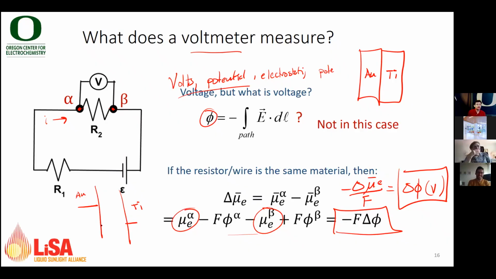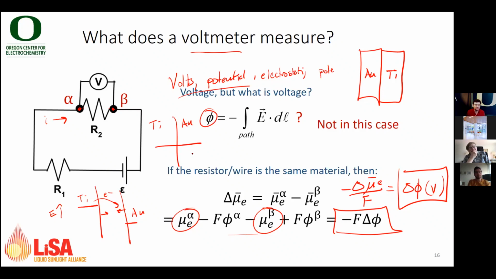And you have gold here. So if I touch these things, what's going to happen? Where are the electrons going to flow? The electrons are going to flow from titanium to gold. And eventually the Fermi levels equilibrate. They always equilibrate. So at equilibrium, the Fermi level is the same.